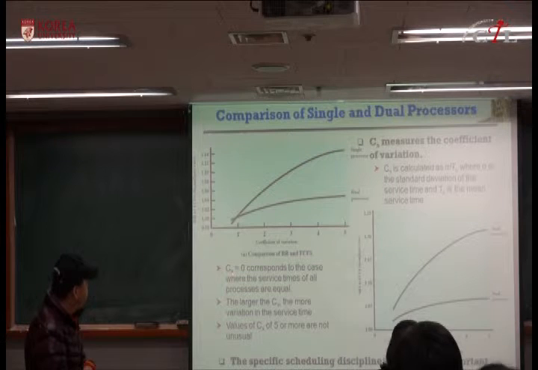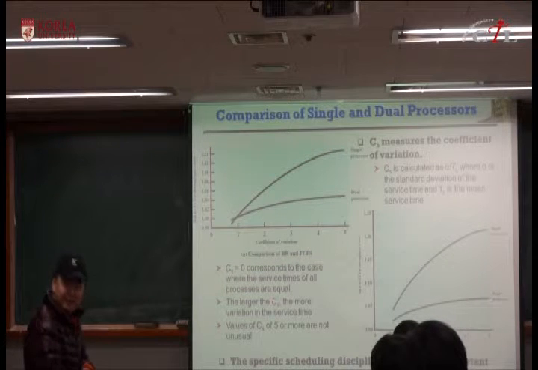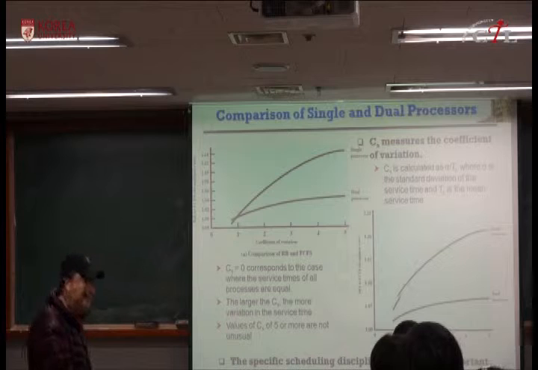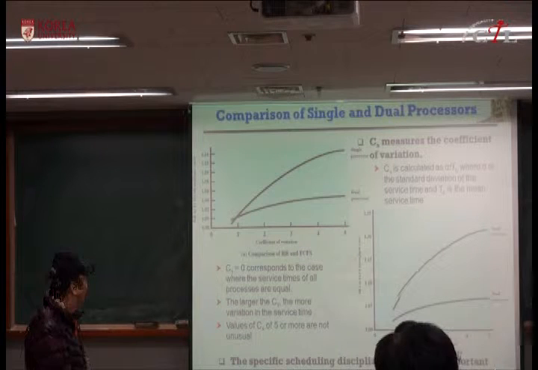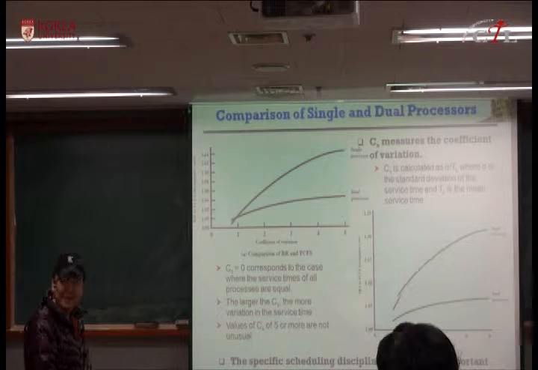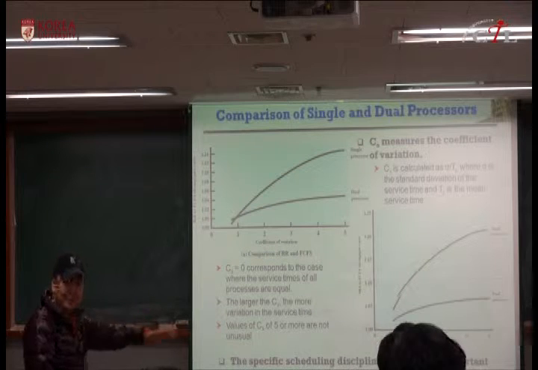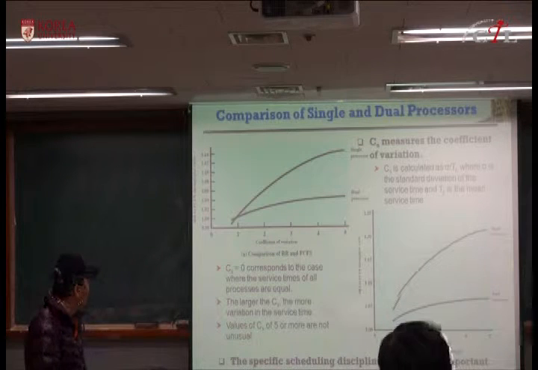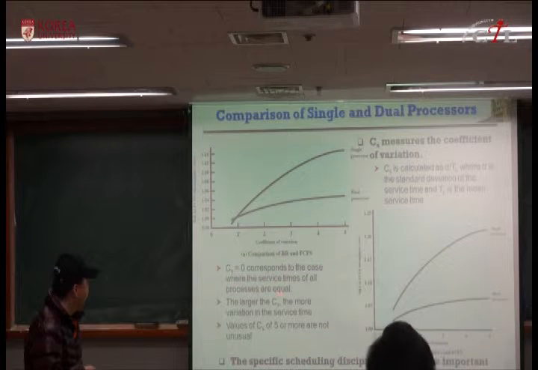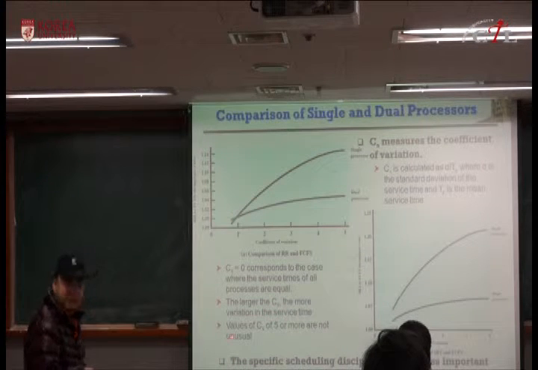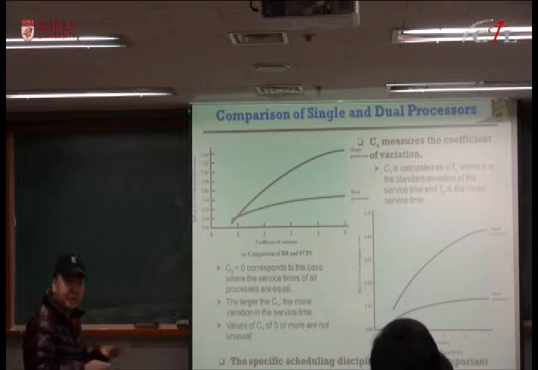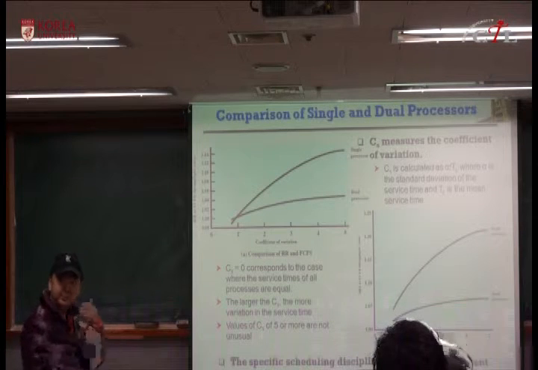So CS equal 0 means there is no variation; the standard deviation is 0. All service times are equal. So CS equal 0 corresponds to the case where the service times of all processes are equal. The larger the CS, the more variation in the service time. Values of CS of 5 or more are not unusual, which means there can be lots of service time variation in actual systems.